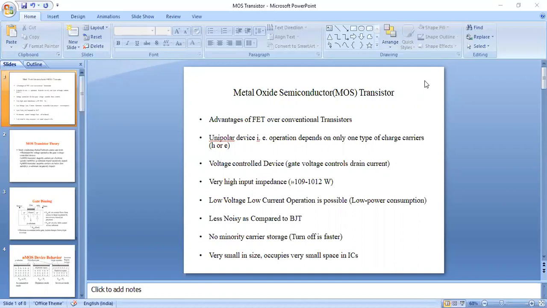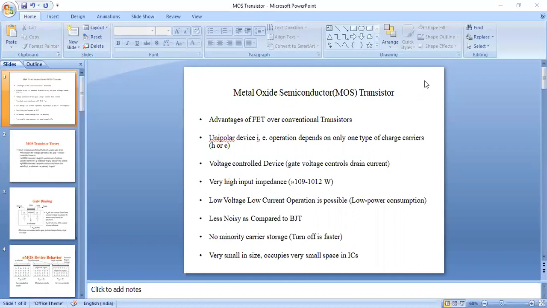One more specification this MOSFET has is very high input impedance. The input impedance of the device is approximately 10^9 to 10^12 ohms. That is a major advantage of the field effect transistor, the MOSFET.